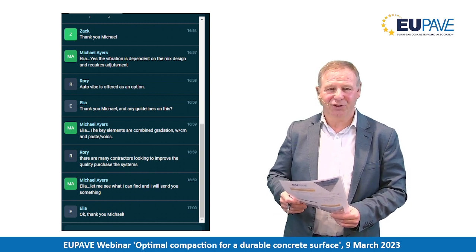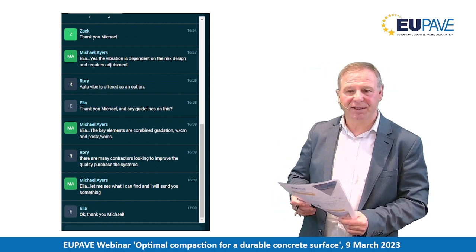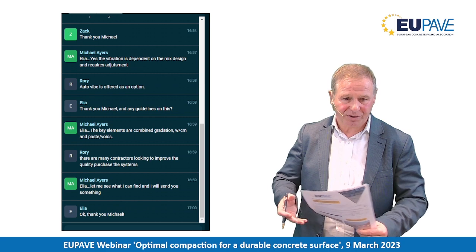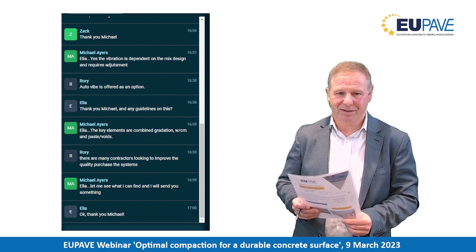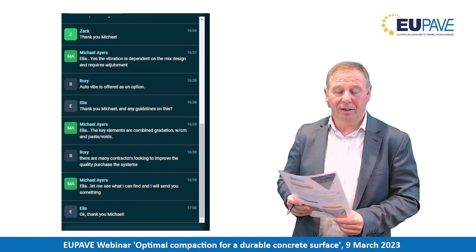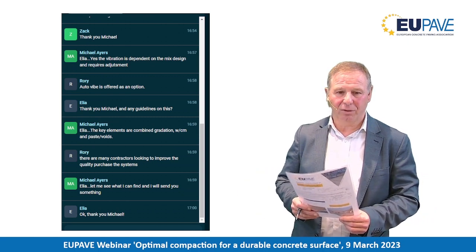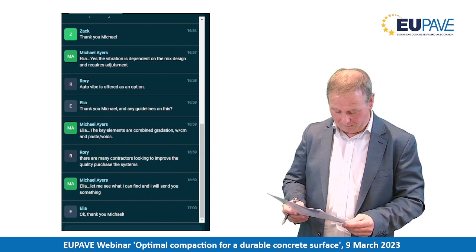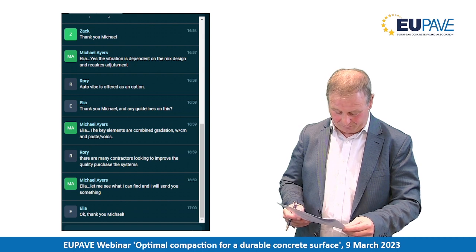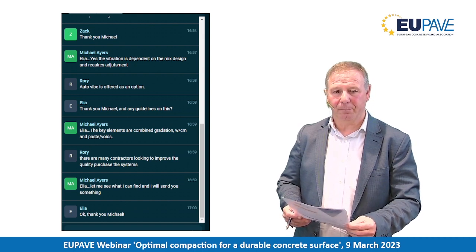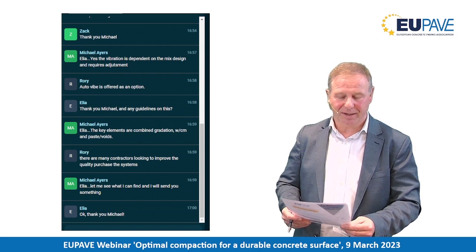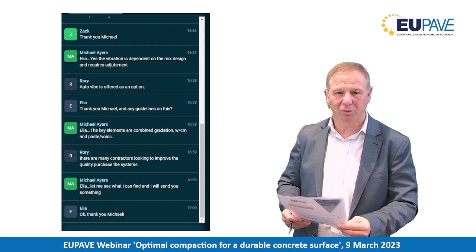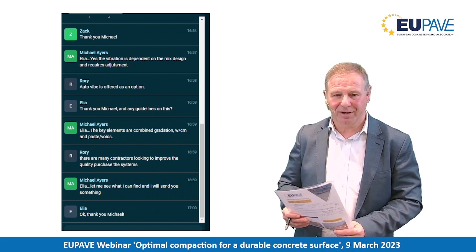So we see in the chat, Rory continues on the Auto-Vib system, telling that there are many contractors looking to improve the quality, and they purchase the systems. Yes, of course, those are the ones we need. And Mike will look for some guidelines and will send it to Elia. So that's great. Are there any other questions? I think most of them have been answered for the moment. If not, we still can do this afterwards.